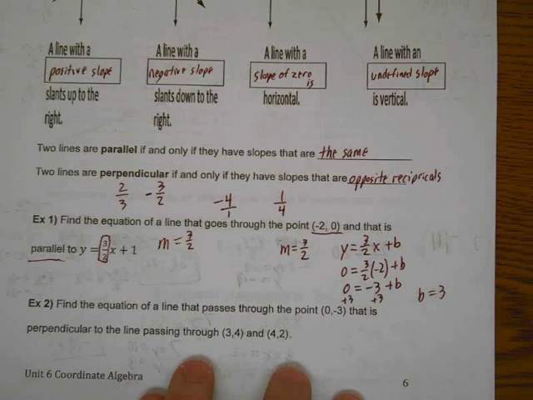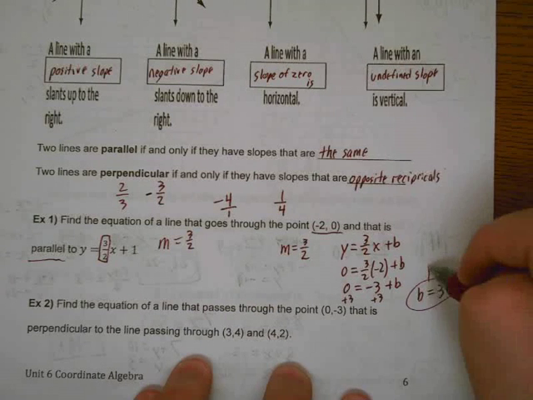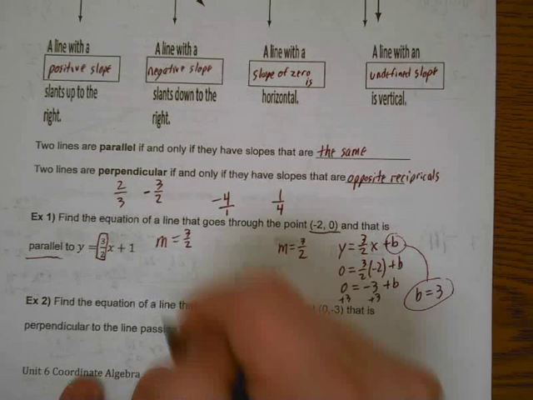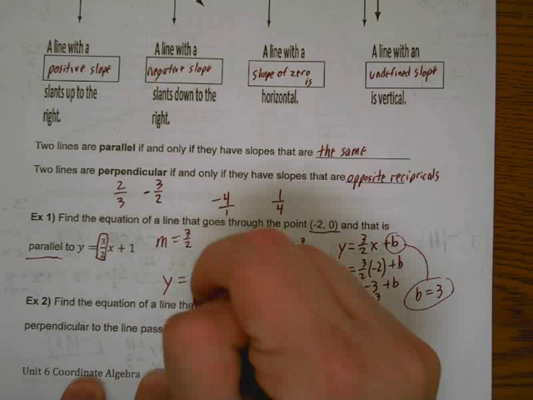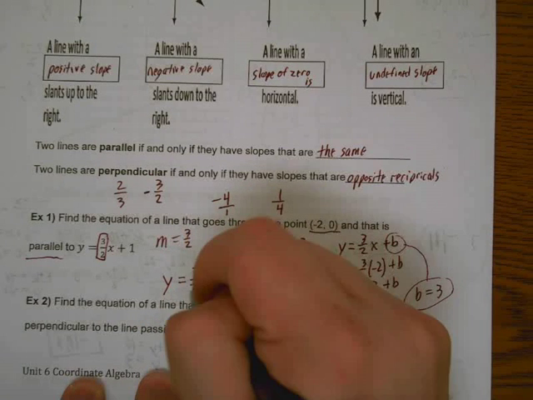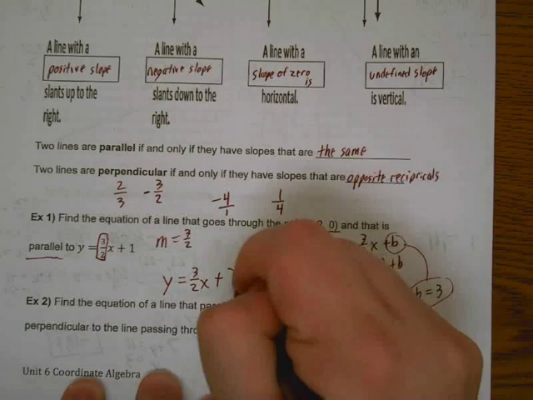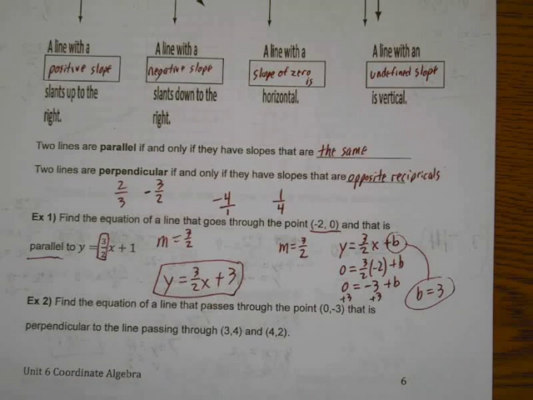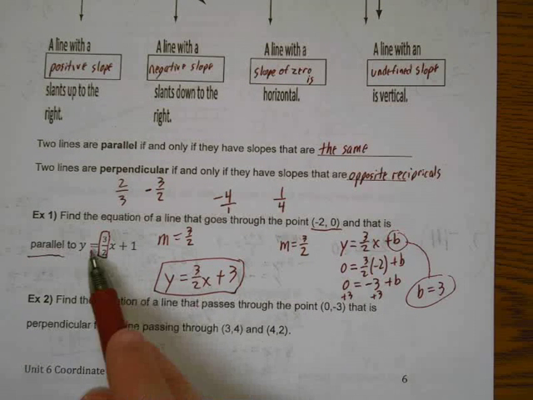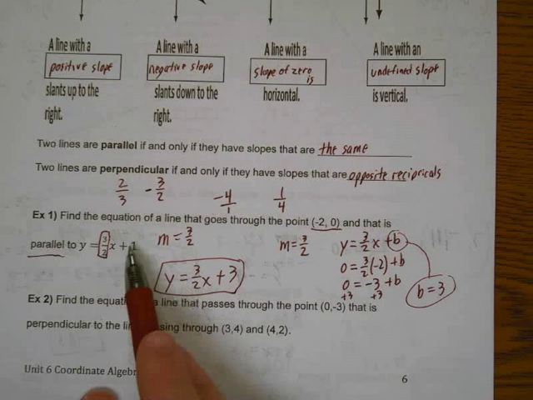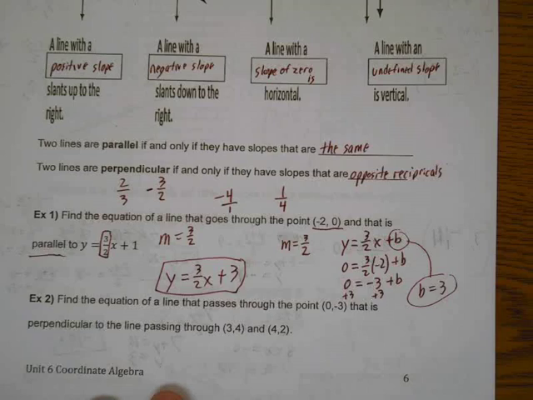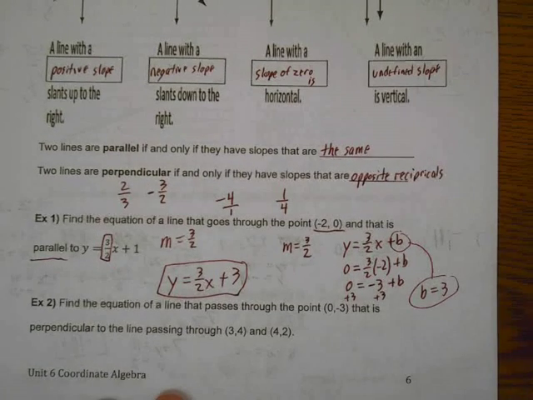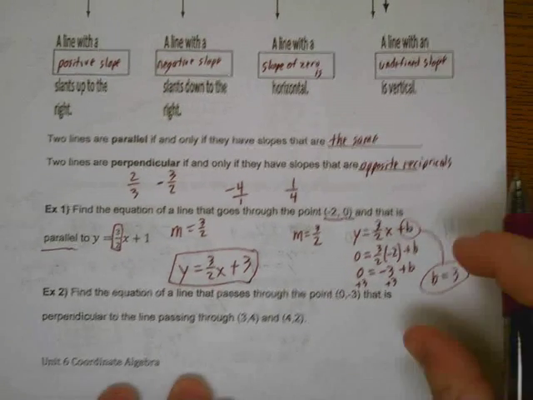Now I have one last thing to do to make this equation. I have to take this b and plug it back in up here. So my final equation is going to be y equals 3/2 x plus 3. And that is my equation for a line that is parallel to y equals 3/2 x plus 1. Notice it has the same slope, but it has different y-intercepts. So these are going to be two lines that never touch.